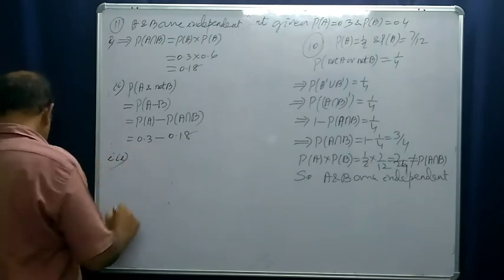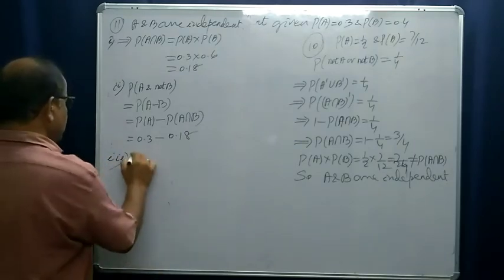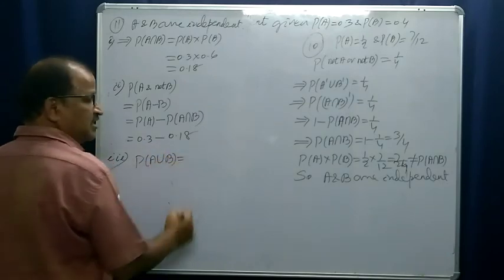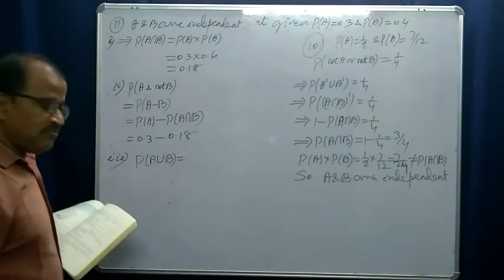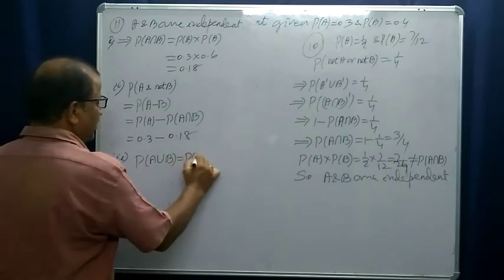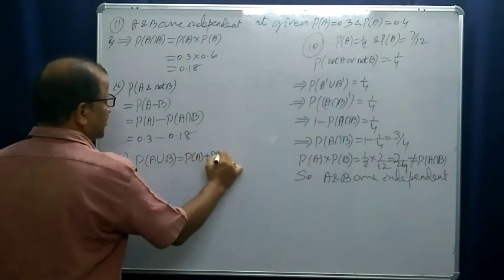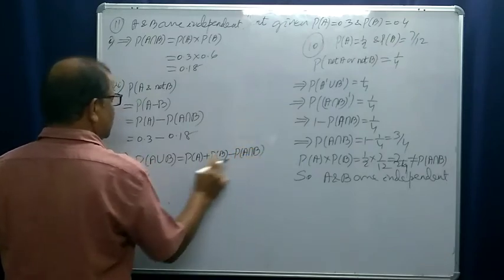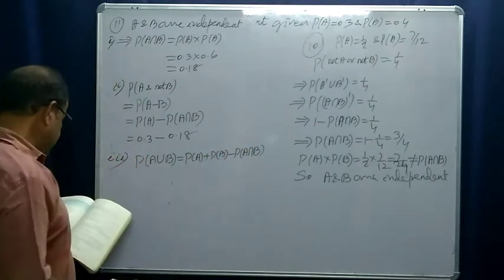Number third, A or B. It is very simple. Probability of A union B. A or B means A union B. That is probability of A plus probability of B minus probability of A intersection B. You put all the values, you will get it.